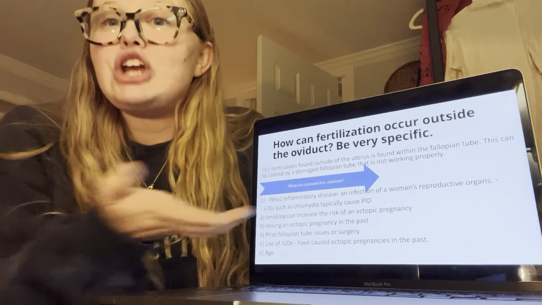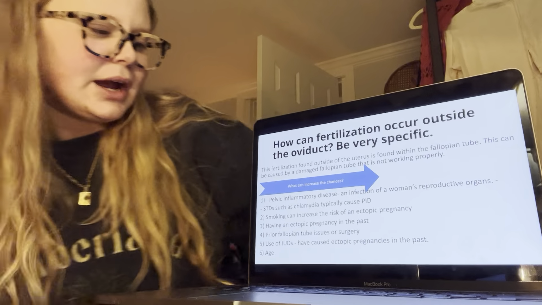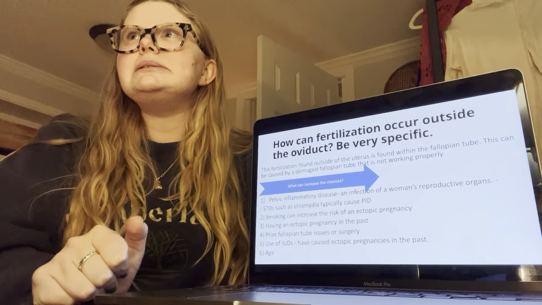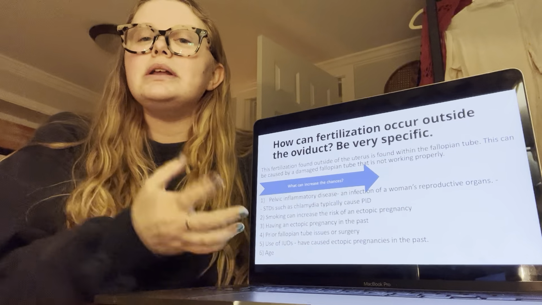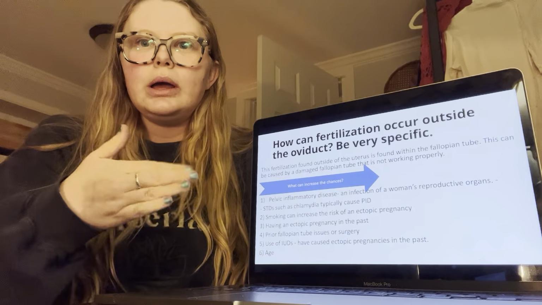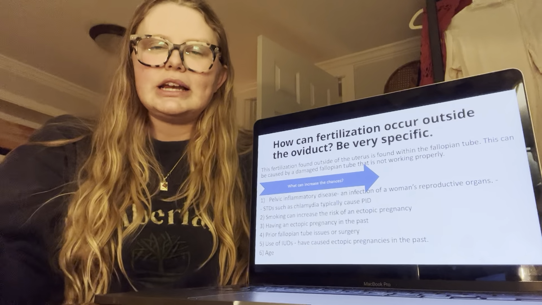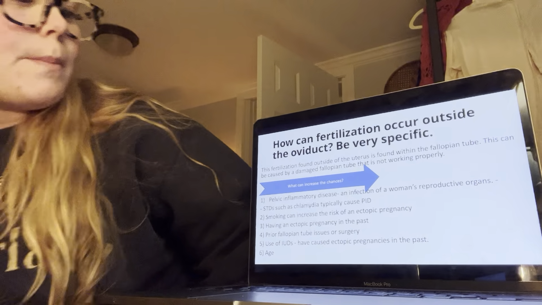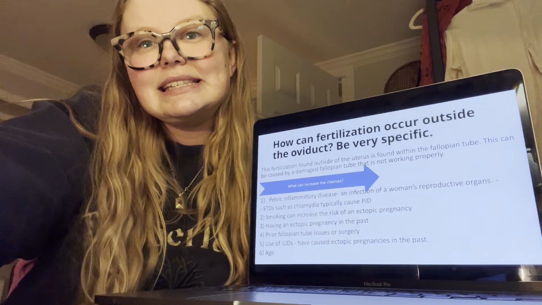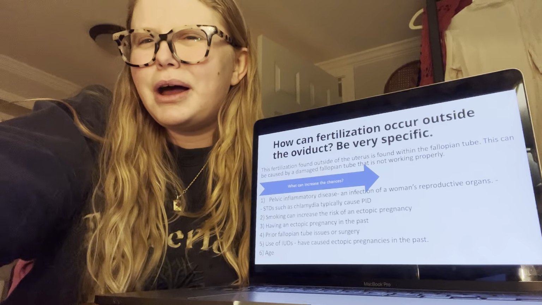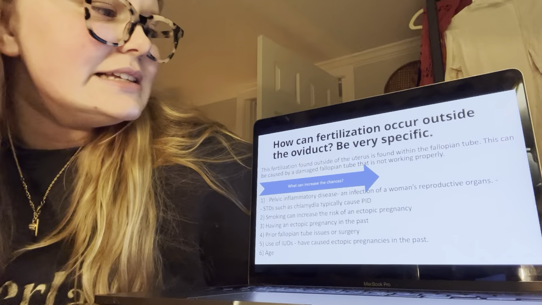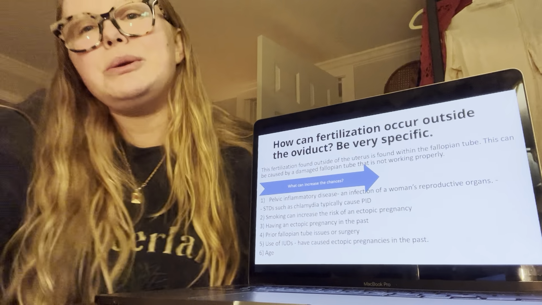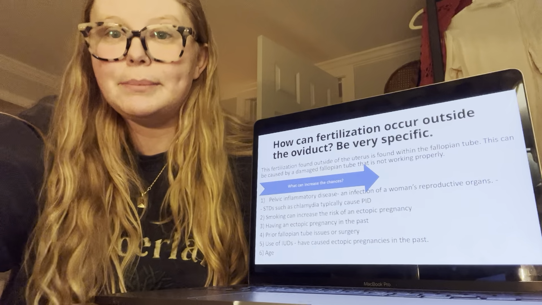What increases the chances of these types of pregnancies? I have listed a bunch. There's a couple other ones, but these are typically the ones that are seen to be a direct link to ectopic pregnancies in most individuals. So pelvic inflammatory disease is the inflammation of the pelvic floor, and it's an infection of the women's reproductive organs, and it can usually be caused by STDs such as chlamydia.